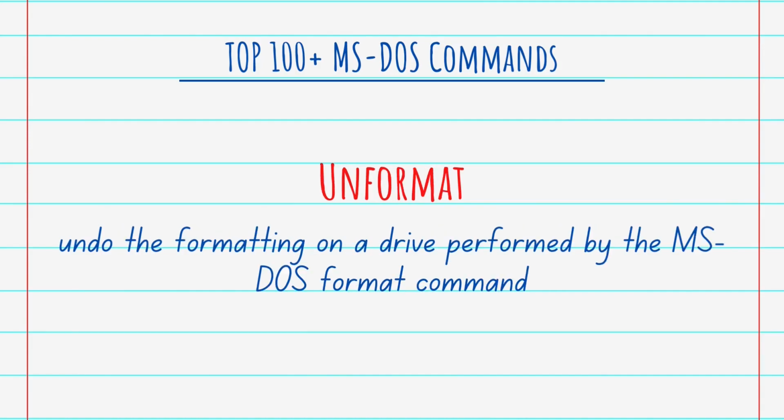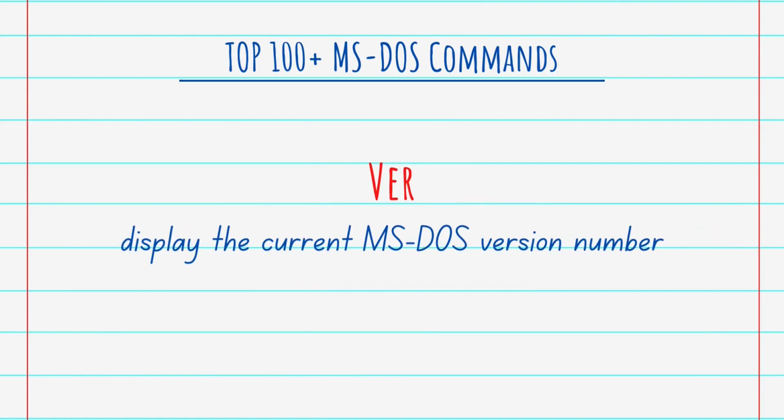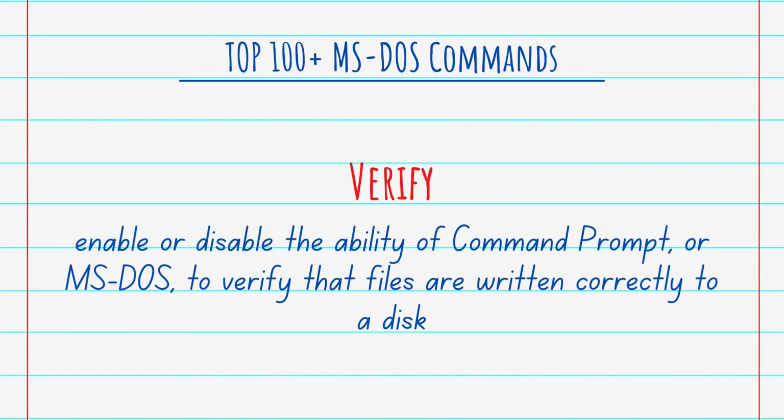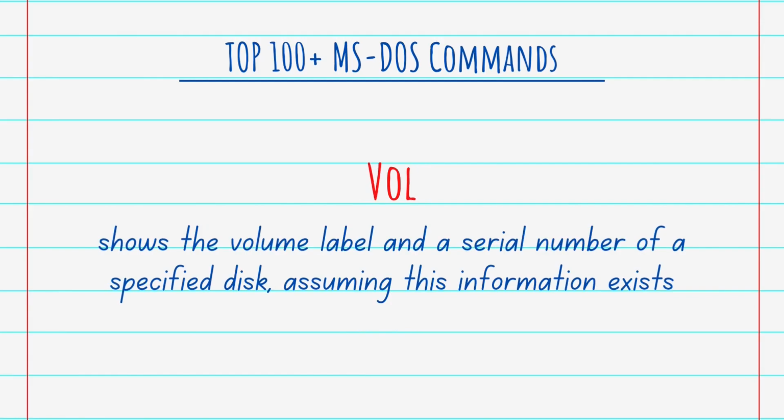Next is the unformat. The unformat command is used to undo the formatting on a drive performed by the MS-DOS format command. Okay. Next is the ver command. The ver command is used to display the current MS-DOS version number. Next is the verify command. The verify command is used to enable or disable the ability of the command prompt or MS-DOS to verify that files are written correctly to a disk.